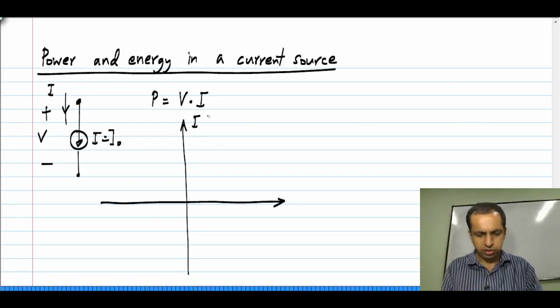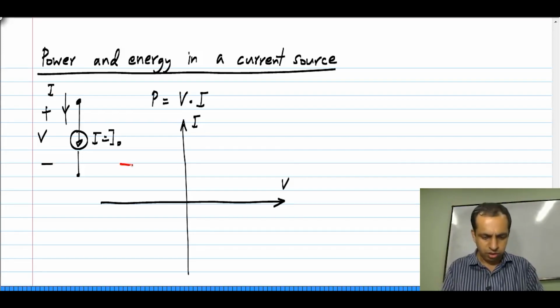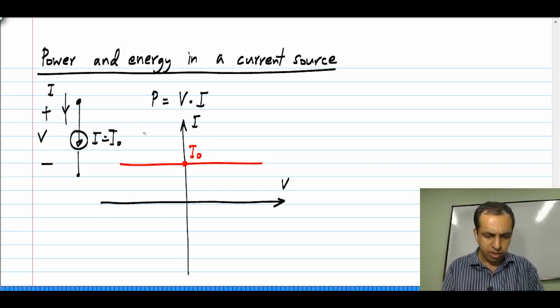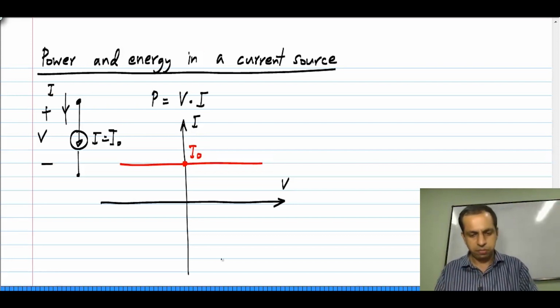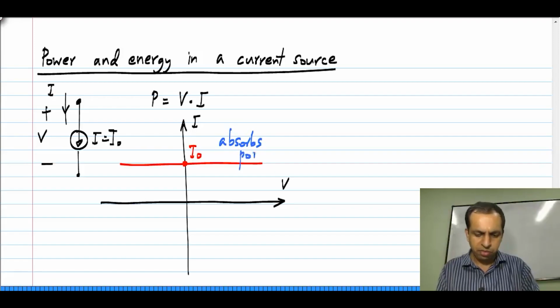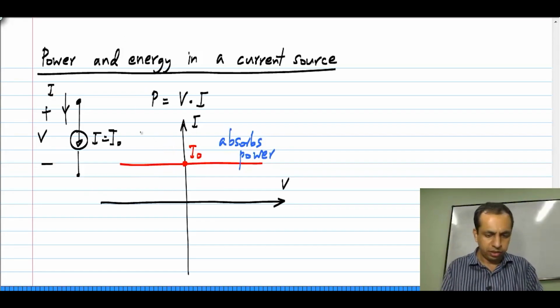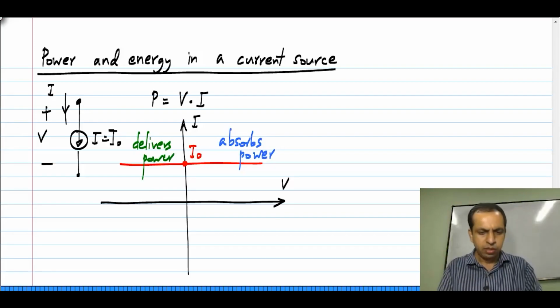The IV characteristics of a current source are like this. I have assumed that this I naught, the value of the current source, is positive, but of course, it could well be negative. As before, in the first quadrant where the voltage and current are both positive, the current source absorbs power, whereas in the second quadrant where the current is positive and the voltage is negative, the current source delivers power.